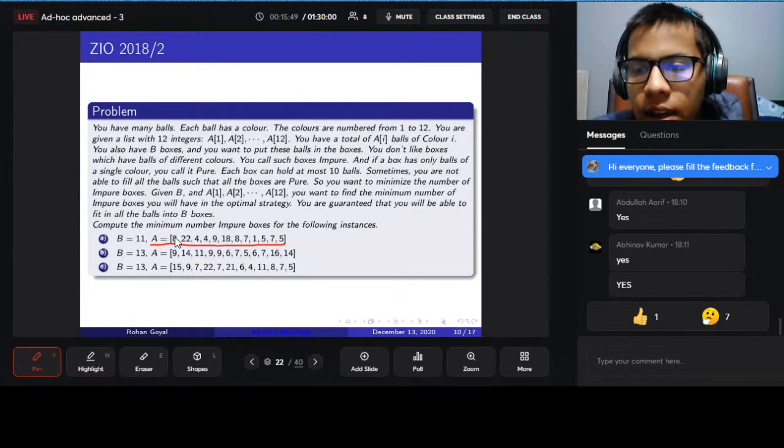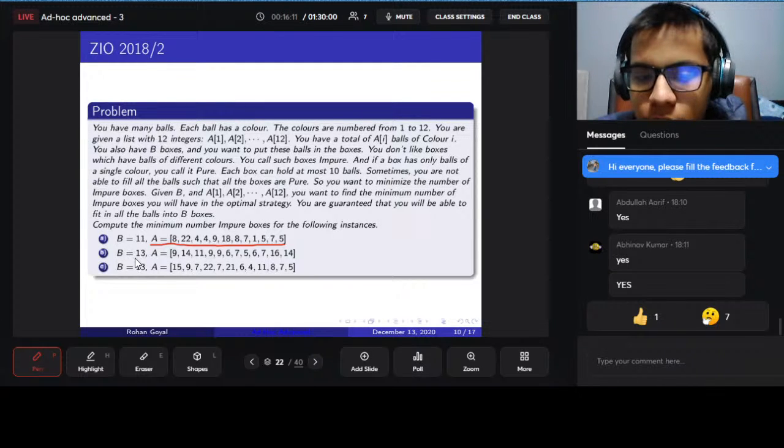Every box can have at most 10 balls. Now, you want to arrange them in some way such that the boxes which have more than one color are minimum. So, what is the minimum number of such boxes you will have which have more than one color? That's the entire problem. Here you have 13 boxes, and here again you have 13 boxes and some different color arrangements.